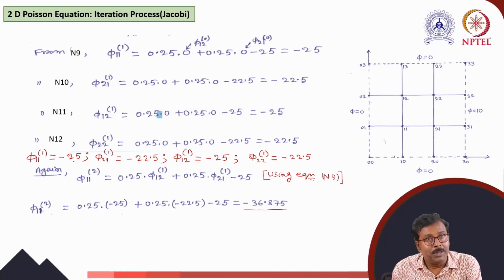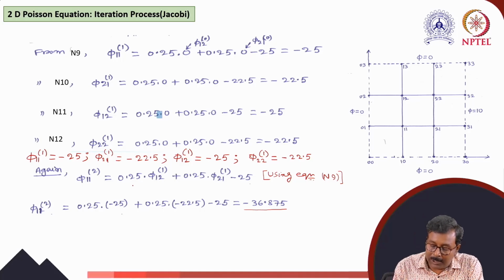Change is minus 25, and now minus 25 to minus 36.875. What is the change? The mod value of the change is becoming lower. So gradually the difference between two successive iteration values will become low, and when it converges it will be very close, then we will stop.